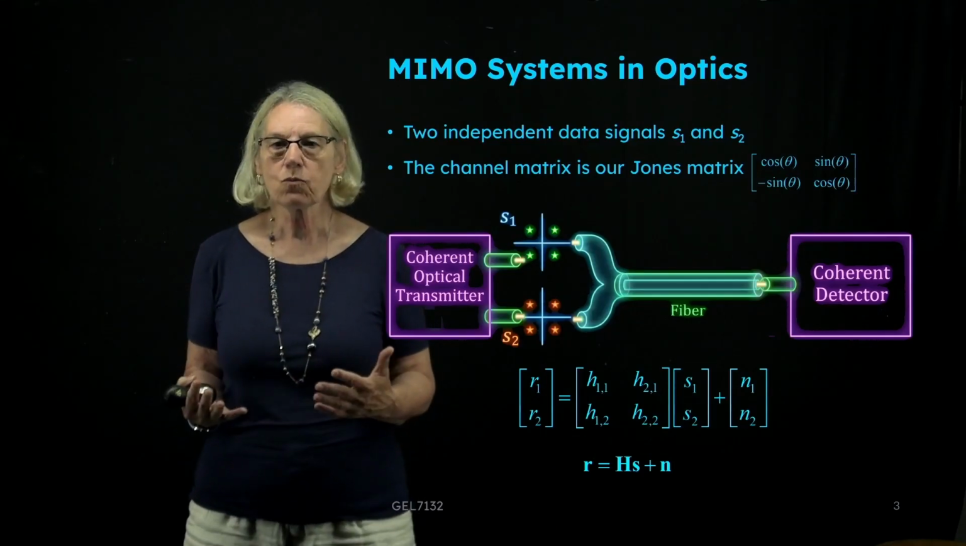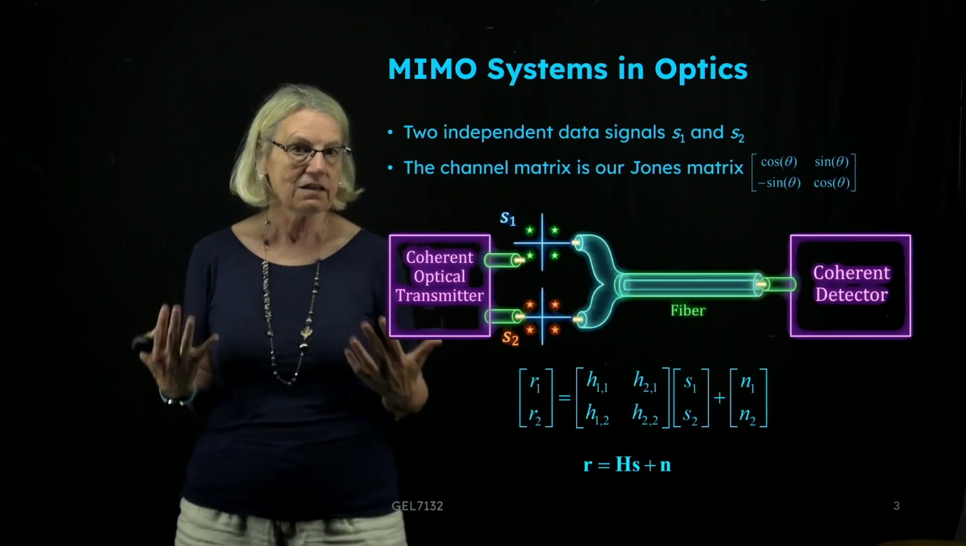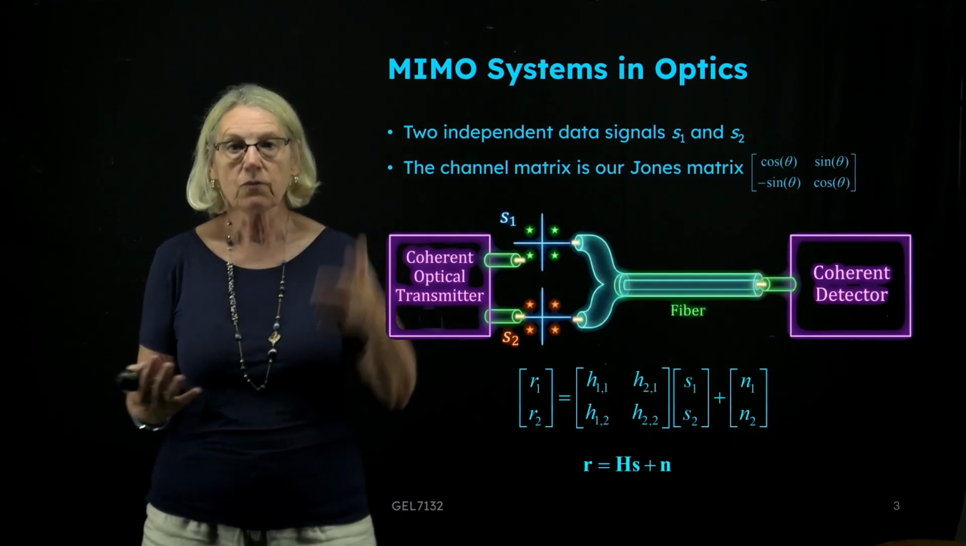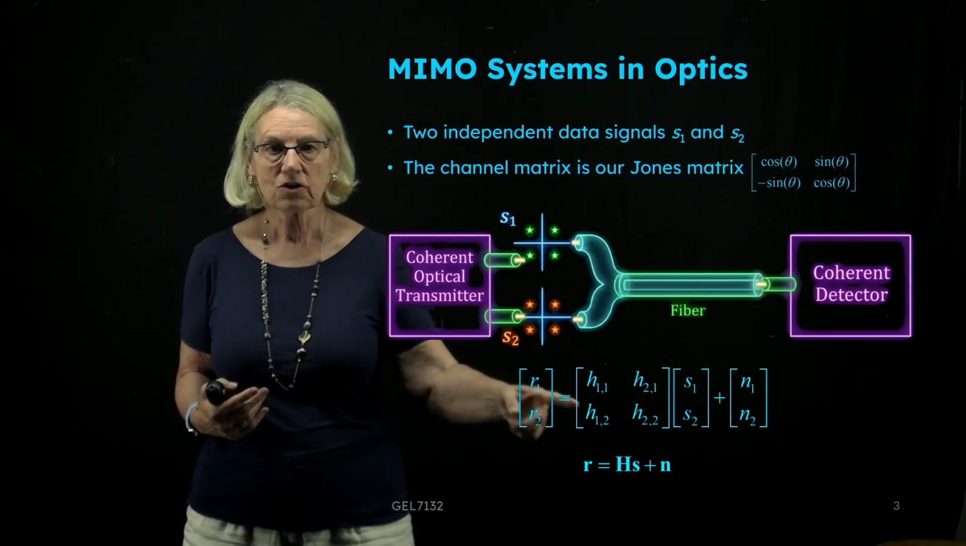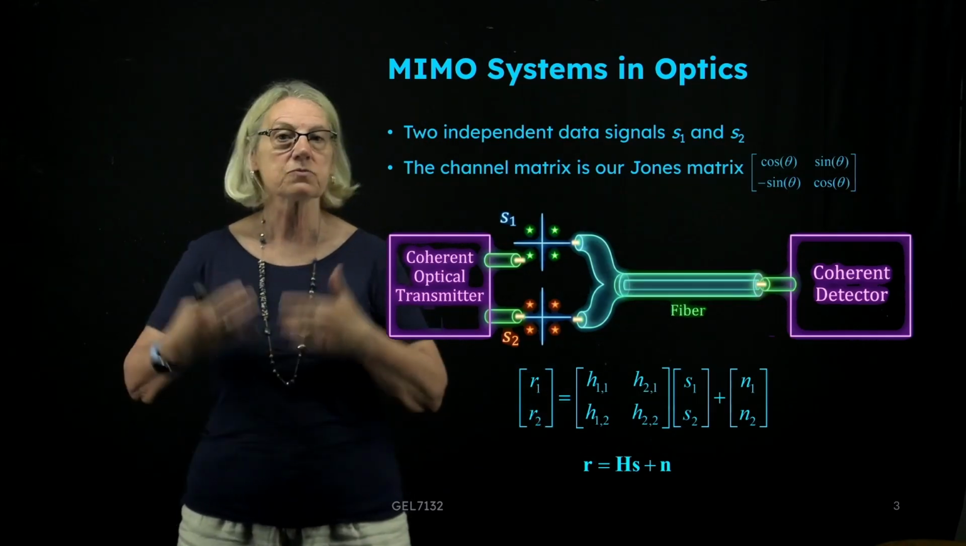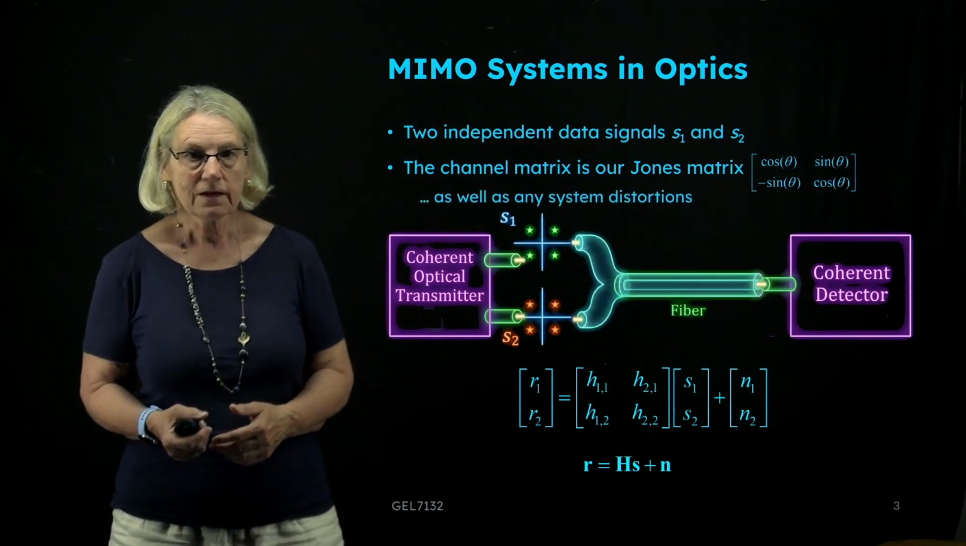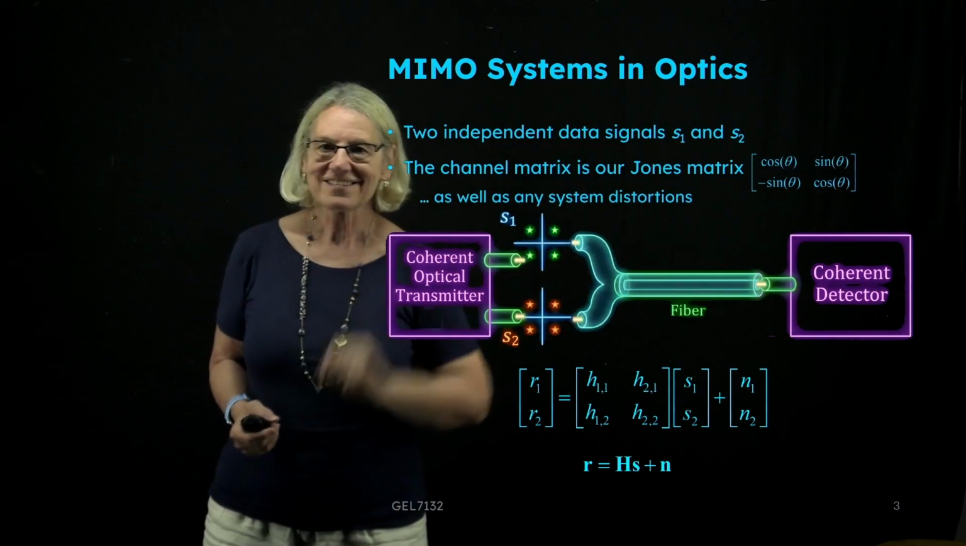And this is what is going to be seen in our coherent detection system, and that's what we're going to be addressing with MIMO processing. So it could be just the Jones matrix, it could be the Jones matrix plus some sort of distortion introduced by the channel, as well as system distortions.